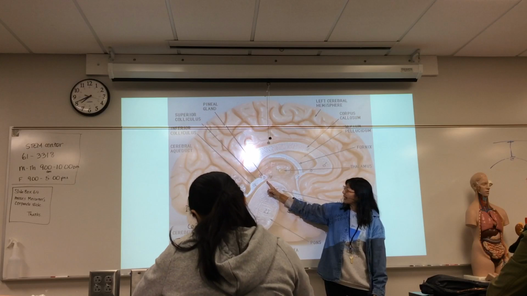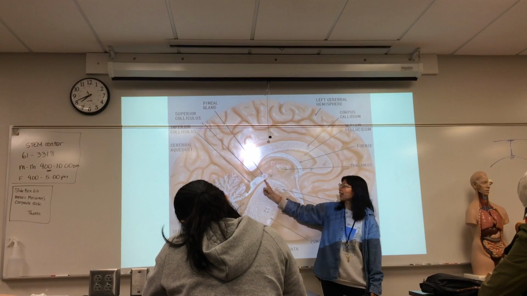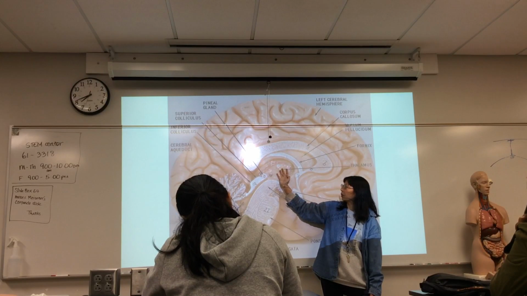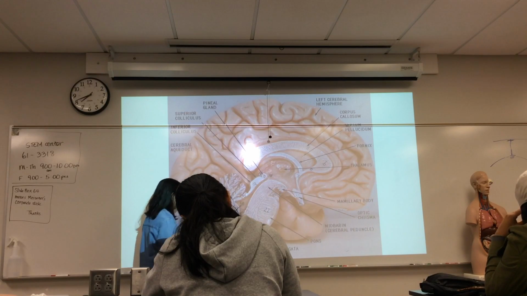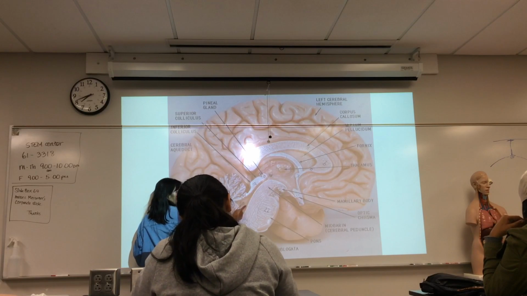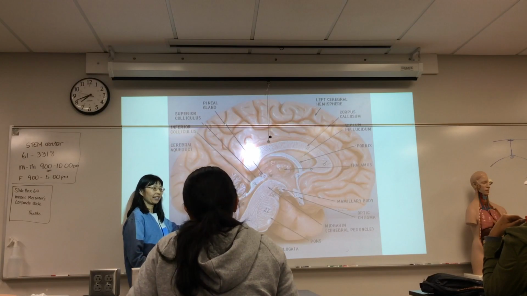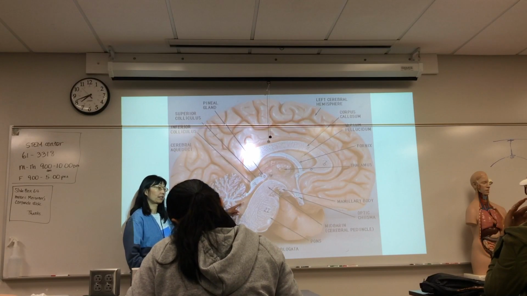Then you see this little tiny crack right here, between the colliculus, mesencephalon. That is the aqueduct. This is the aqueduct right here, connecting the third ventricle to the fourth ventricle, the space in which the fluid sits. The fourth ventricle is right here. Remember? Pons, cerebellum. That's the fourth ventricle right here.